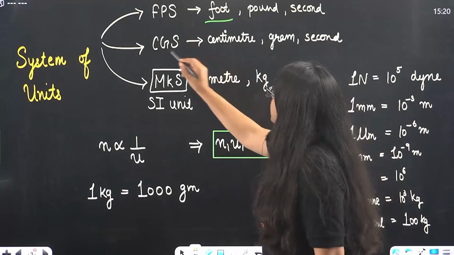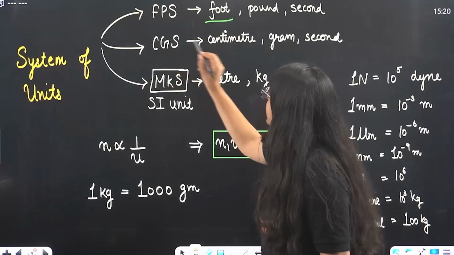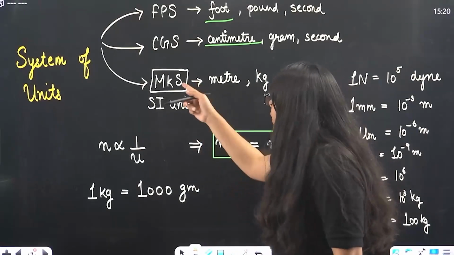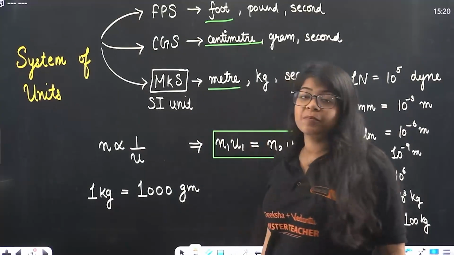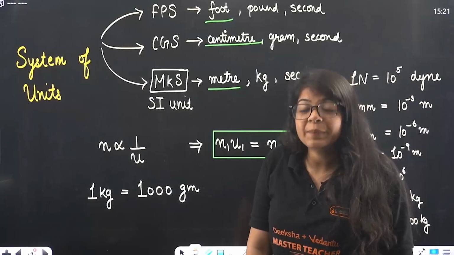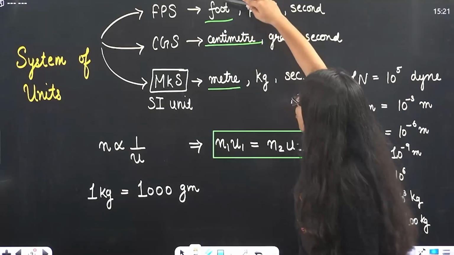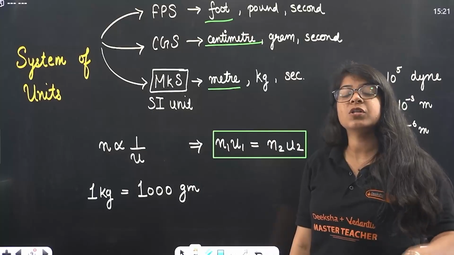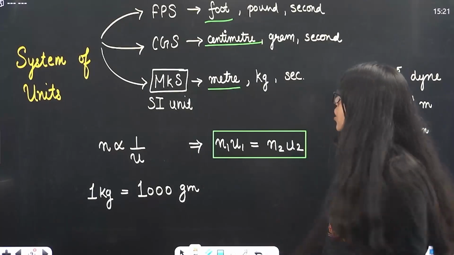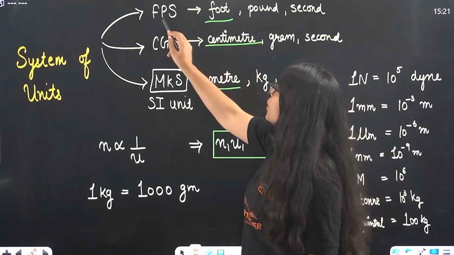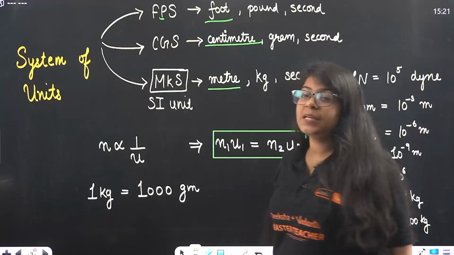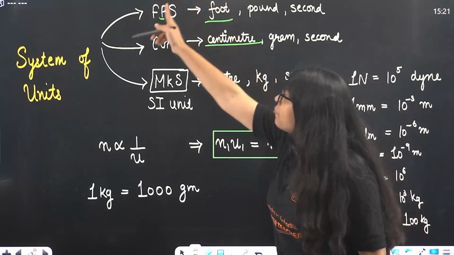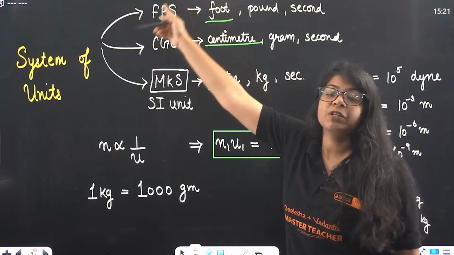Then CGS, centimeter, gram, second. In here the unit of length is centimeter. MKS, the unit of distance is meter. So all these are the units of length, all these are the units of distance. Then in FPS, P is pound. That is your weight. So for weight in FPS system we use pound.